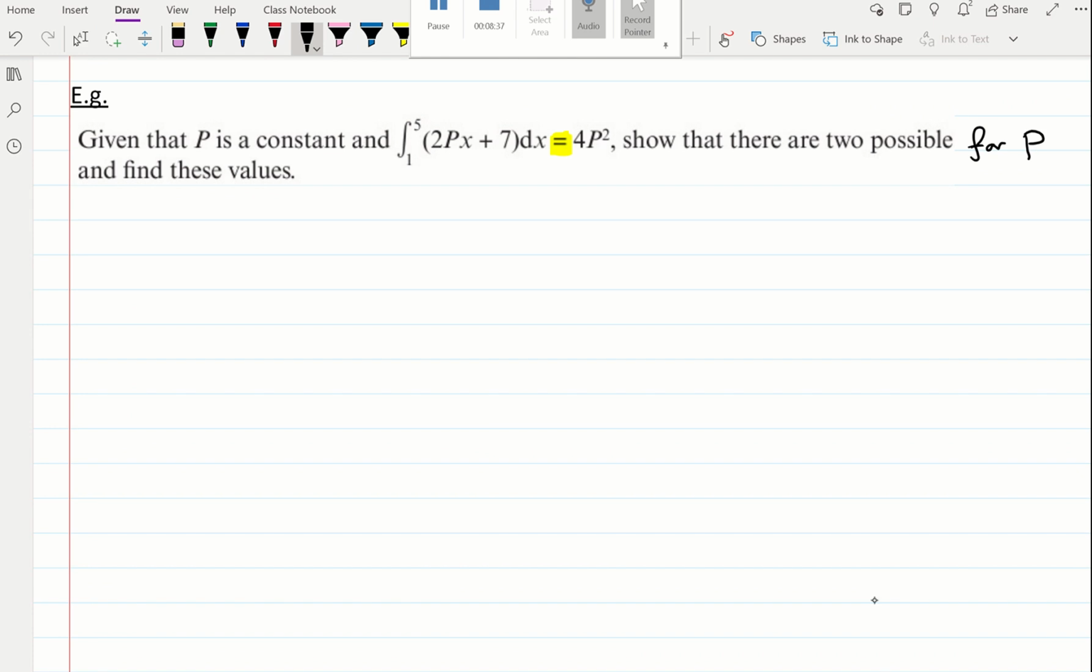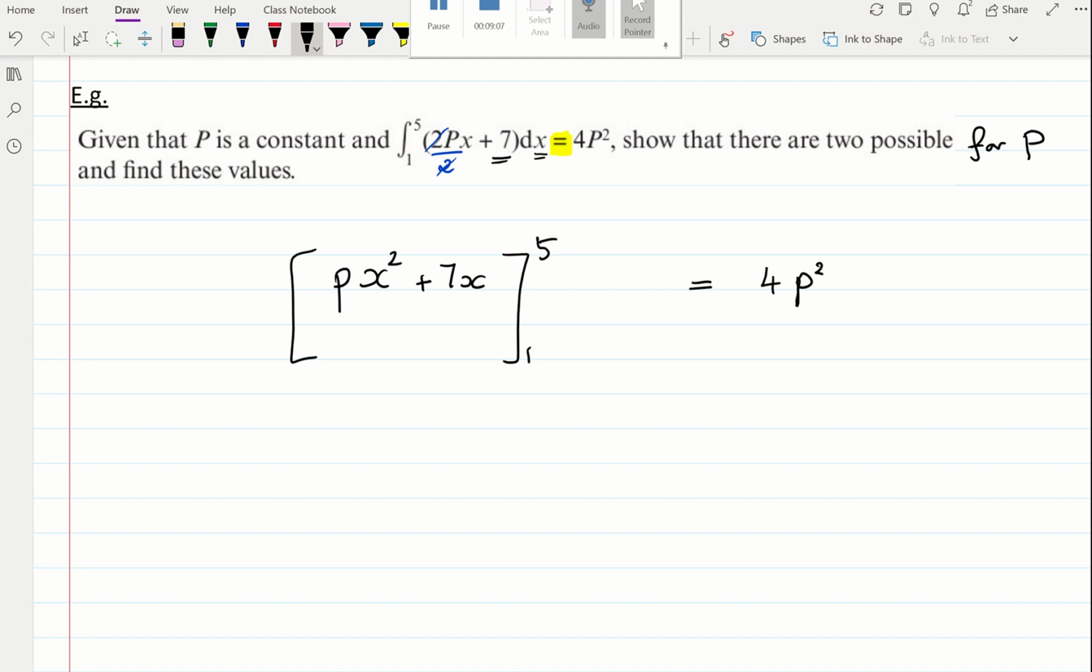Okay, so the first thing we need to do is to integrate that. I'm integrating with respect to x. So I increase the power, so it becomes x squared. I divide by the new power, so 2 divided by 2 is 1, and I'm left with px squared. And then this becomes plus 7x. And then I'm going to substitute 5 and 1, and all of that equals 4p squared.